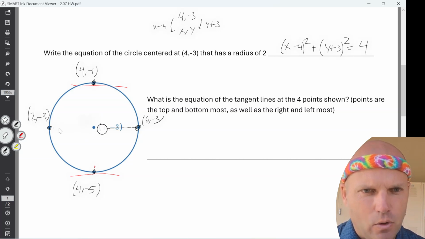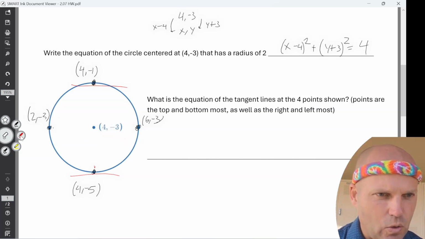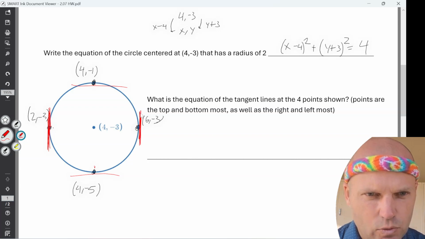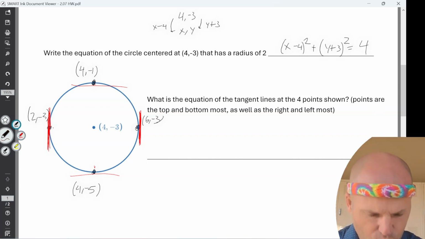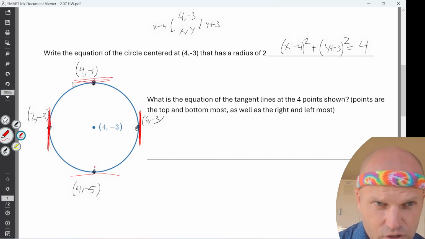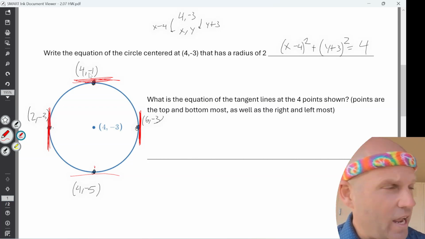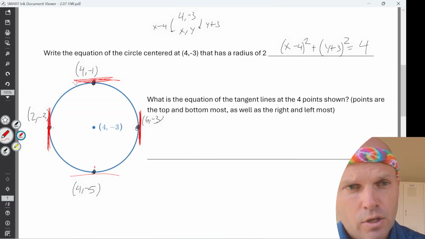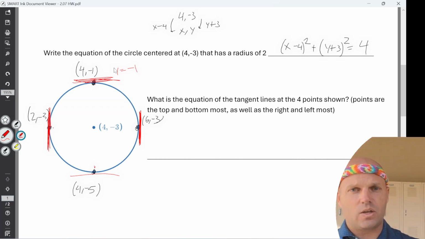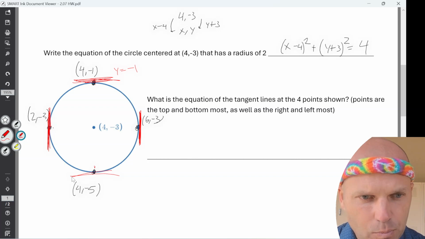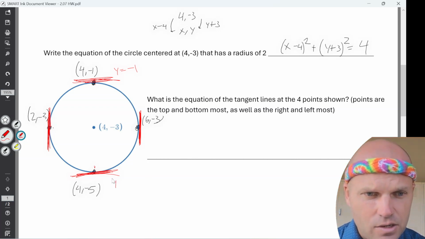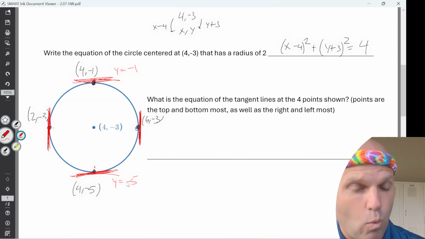This helps me remember that horizontal lines have y equals equations. Those are not going to be the tangents, though, at 2, -3 and 6, -3. The tangents would be these vertical lines. But maybe through that examination, we remember, or we can figure out ourselves, that at the point 4, -1, which is the topmost point, there's a horizontal line that is tangent, and that horizontal line's equation is y equals -1.